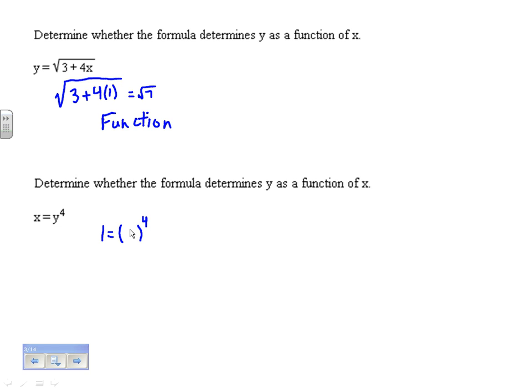Well, we can put a 1 in here. 1 to the 4th power is 1, but because it's an even power, we also need to think about that if I put a negative 1 in here and say negative 1 to the 4th power, that would equal 1 as well. So you see how I got two things for y here whenever x was 1? Two answers, 1 and negative 1. That means that this is not a function.